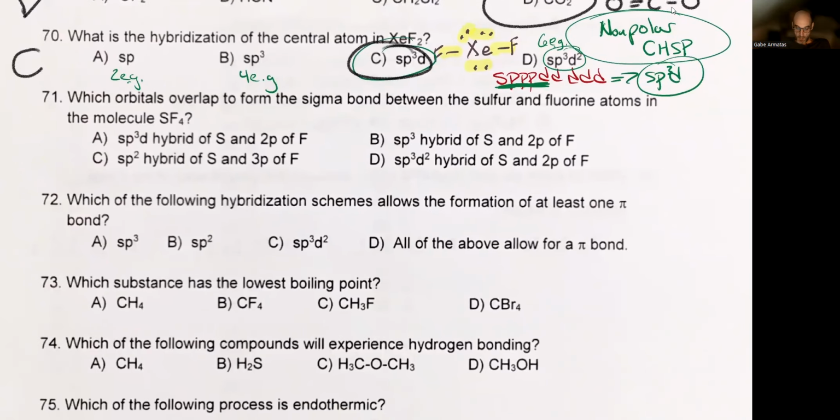All right, 71. Which orbitals overlap to form a sigma bond between sulfur and fluorine atoms in the SF4? Okay, the sulfur and fluorine atoms in SF4. So let's draw the Lewis structure. S, I'm going to draw the 4 fluorines. F, F, F, F. We're going to put that lone pair on sulfur. Okay, SF4.